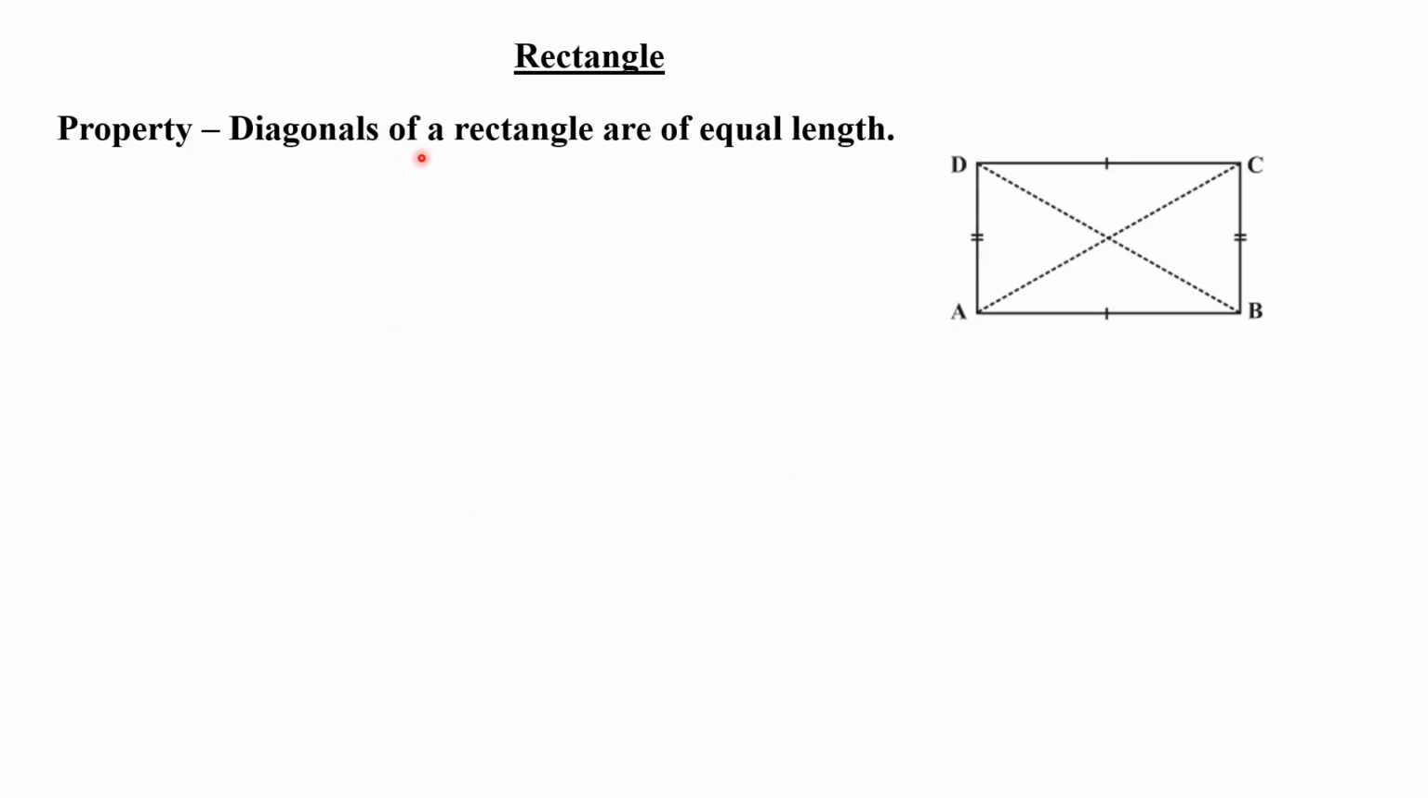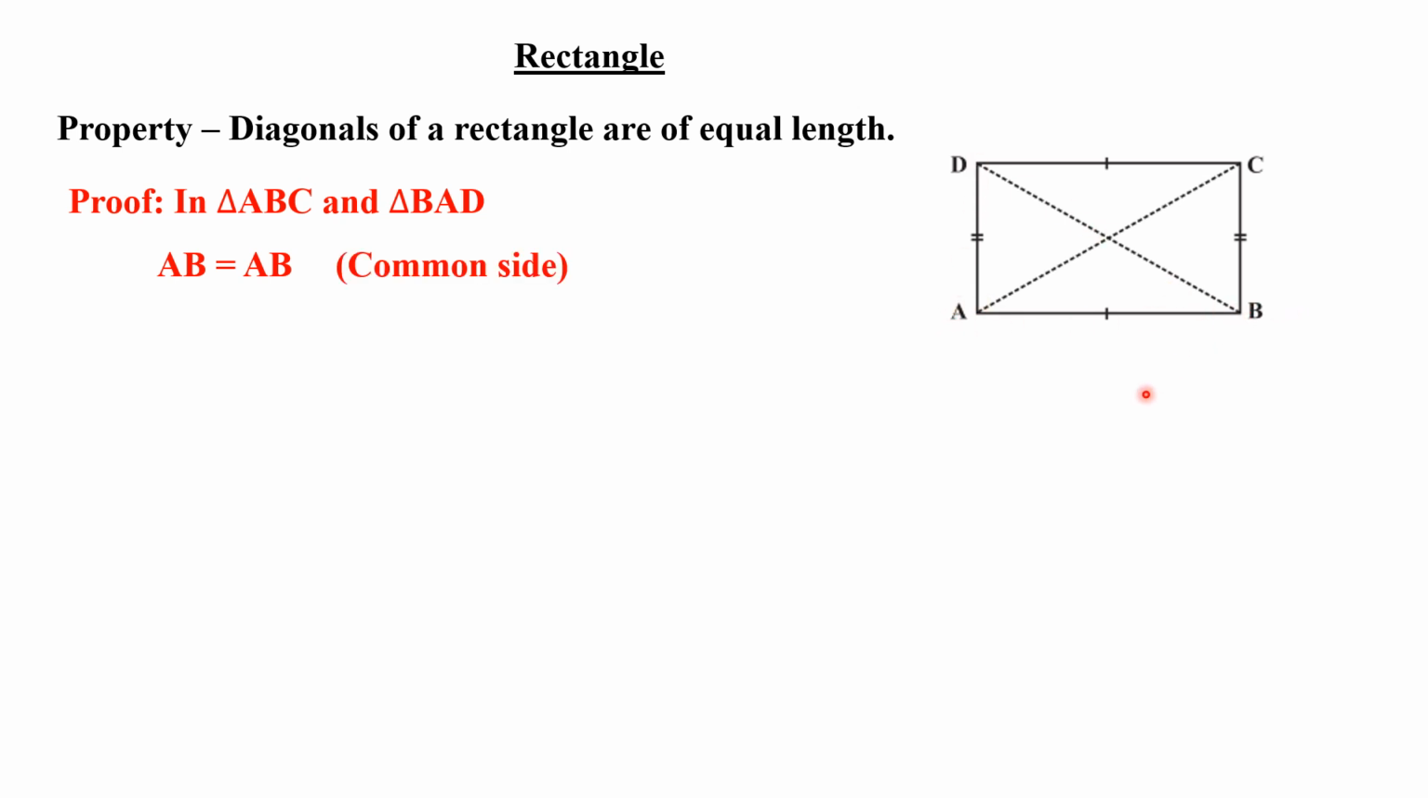Now next we will see that diagonals of a rectangle are of equal length. Okay, it means if you see this figure, ABCD is a rectangle where the diagonals are AC and BD. Now I am going to show that AC and BD both are of equal measure. Okay. So I'm going to take triangle ABC and triangle BAD. First thing, AB is equal to AB, because this AB is present in triangle ABC and also in triangle BAD. So this is the common side, right?